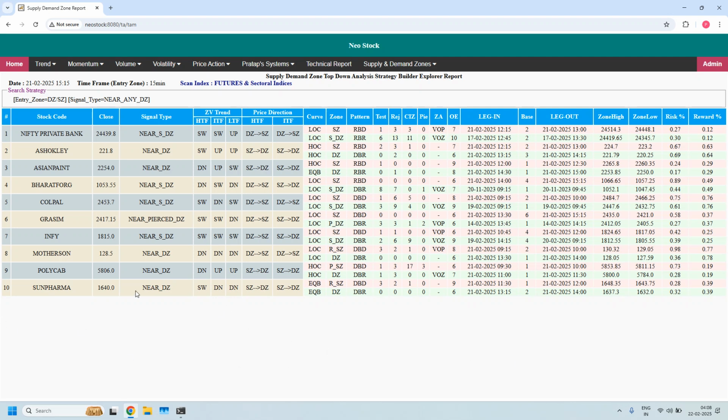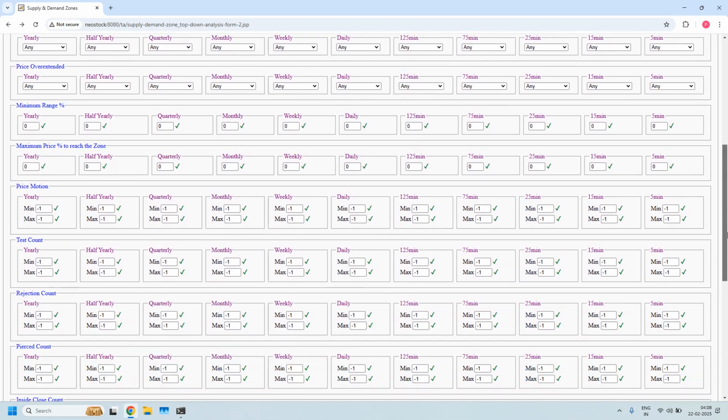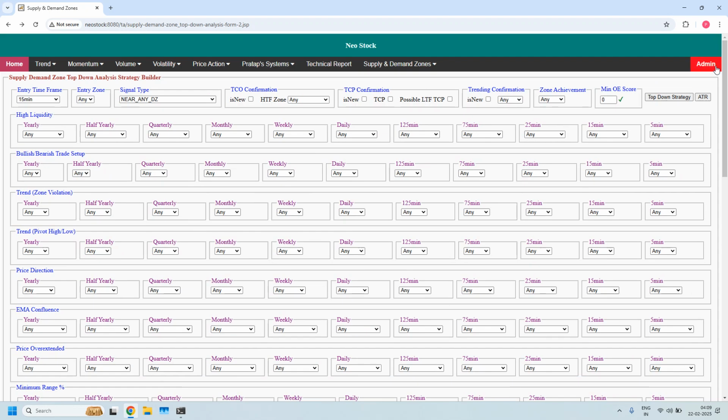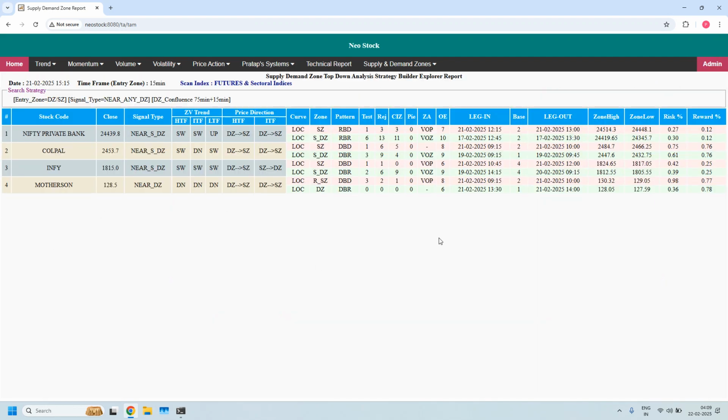Let us further filter this list based on the demand zone confluence with ITF zone. That is 15 minutes demand zone with 75 minutes demand zone confluence. I am enabling the filter. So with this filter we got 4 stocks. In these 4 stocks, these 15 minutes demand zones are overlapped with 75 minutes demand zone.